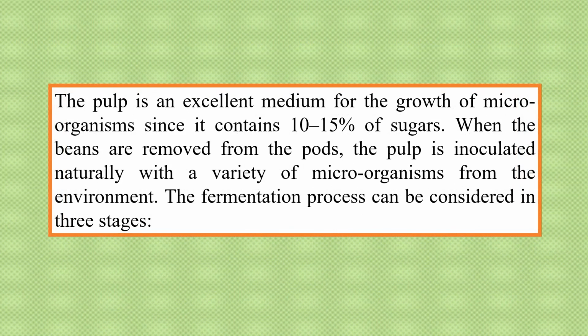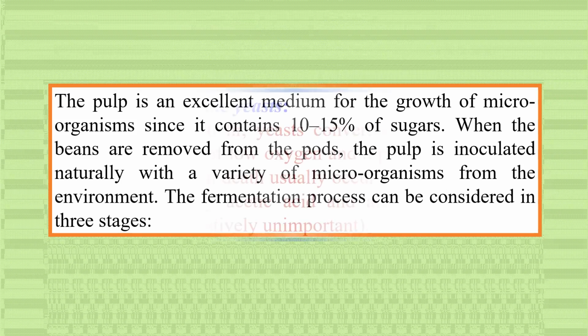During fermentation, microorganisms multiply because pulp is an excellent medium for their growth, since it contains 10 to 15% of sugars. When the beans are removed from the pods, the pulp is inoculated naturally with a variety of microorganisms from the environment. This fermentation process can be considered in 3 different stages. Let us see one by one.